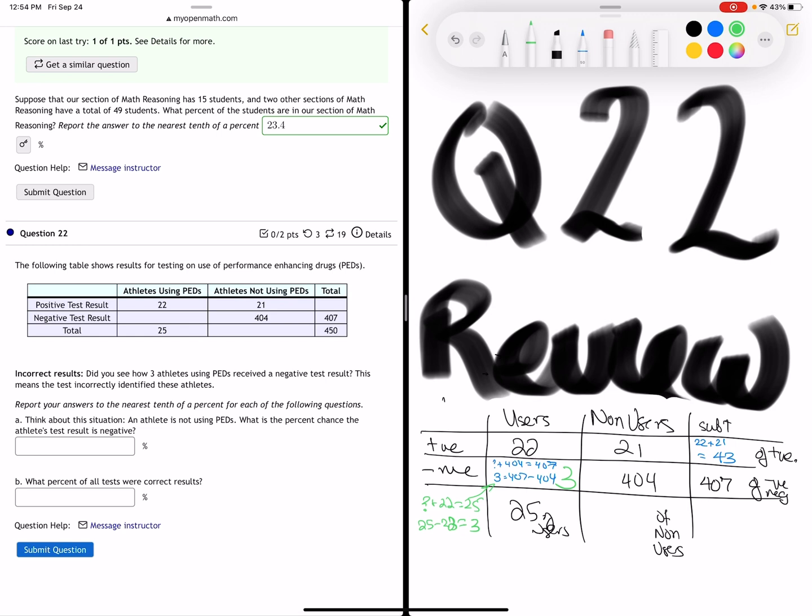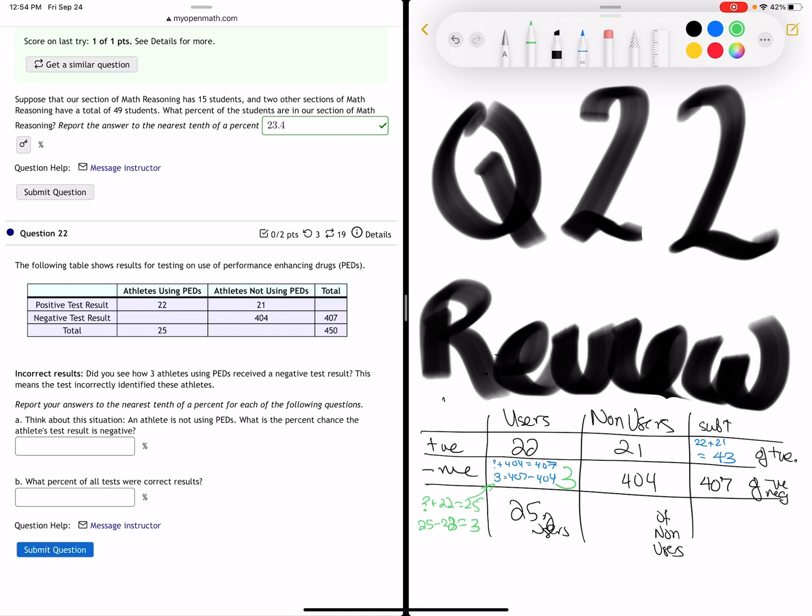Did you see incorrect results? Did you see 3 athletes using PEDS receive a negative test result? This means the test incorrectly identified these athletes. Report your answers to the nearest 10%.